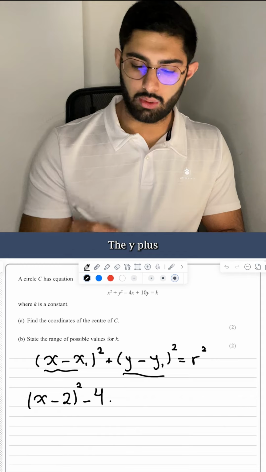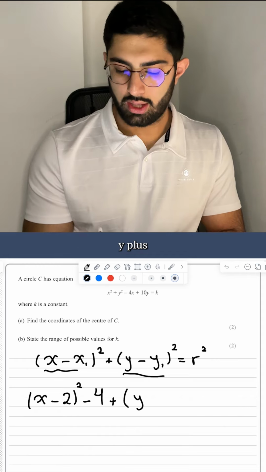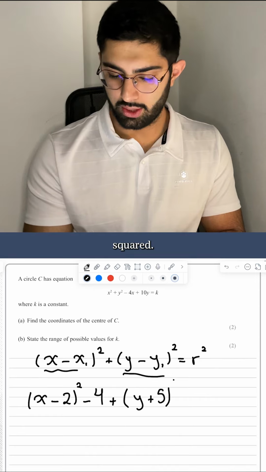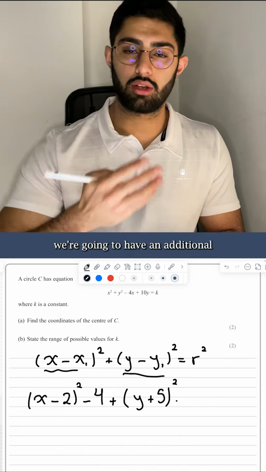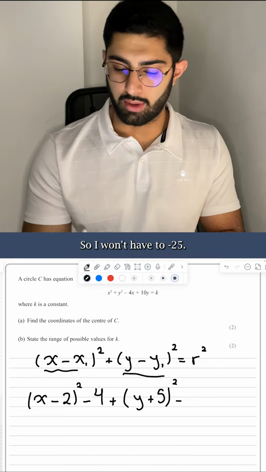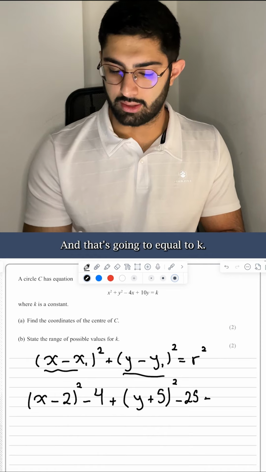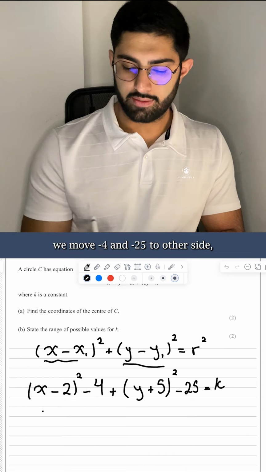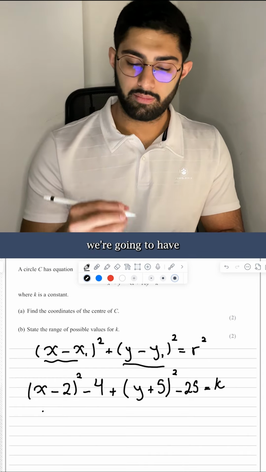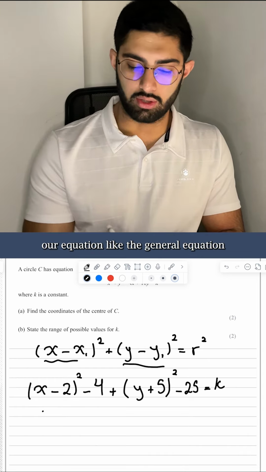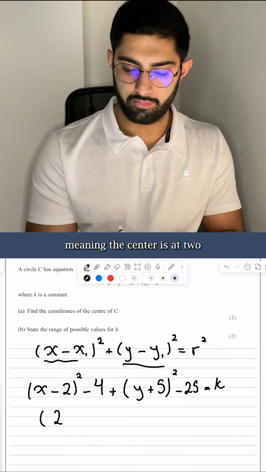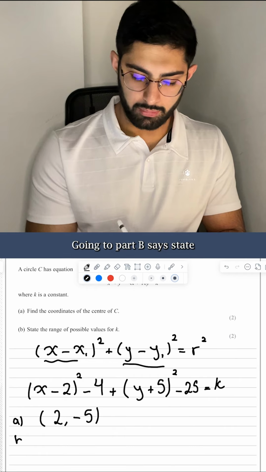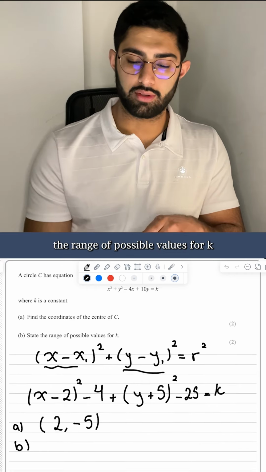What about the other part? The y plus 10 over 2, which is 5, squared. Again, here we're going to have an additional plus 25, which we don't want. So I'm going to have minus 25, and that's going to equal k. So just from this, once we move minus 4 and minus 25 to the other side, we're going to have the general equation, meaning the center is at (2, minus 5). That's part A complete.